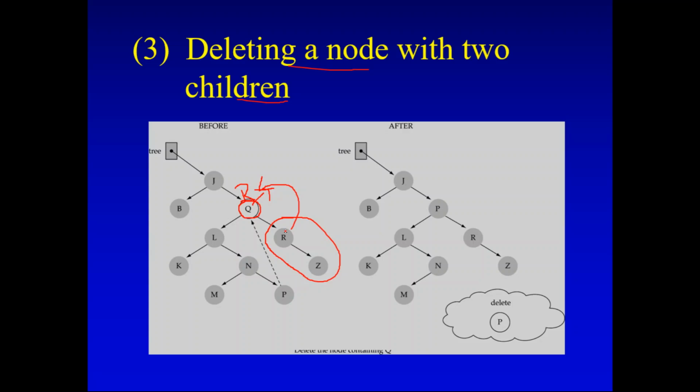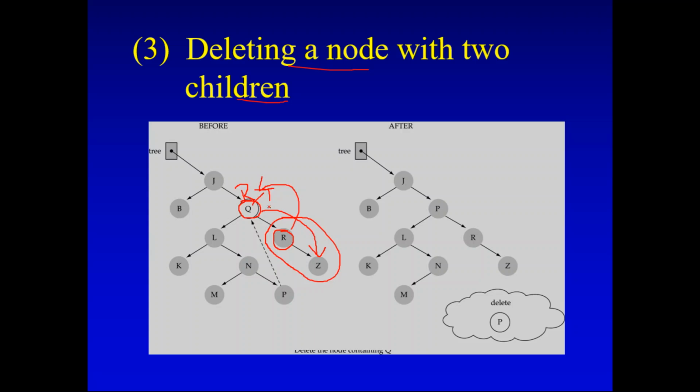Again, how will you delete this R? Again you have to apply all the deletion rules. Check this R is having how many children. Is it having one child or two children or no child? It's having one child. So just make Q's right pointer point to the child of R. Okay, this is one way of deleting.